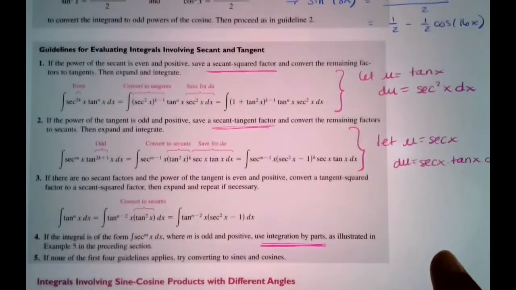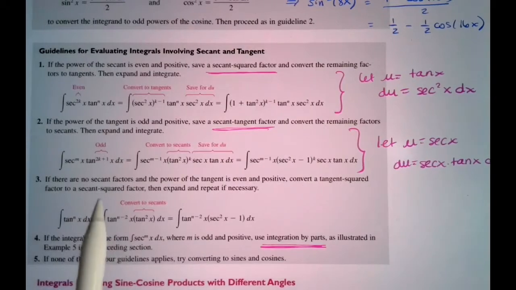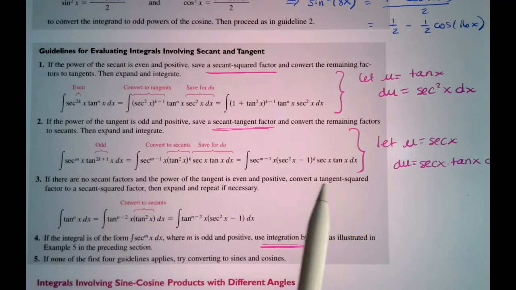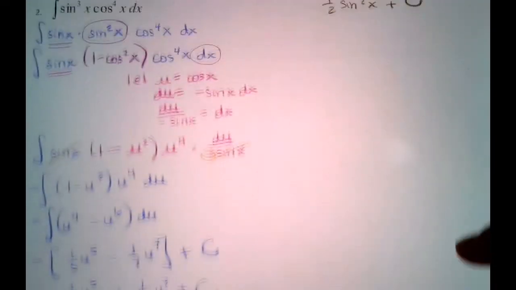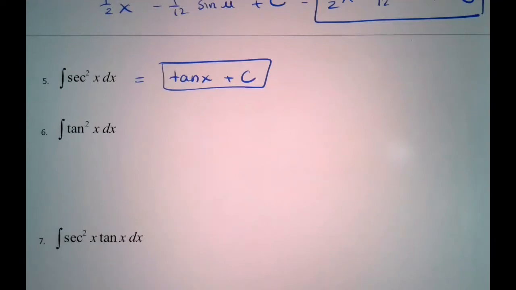And let's go up here. If there are no secant factors, and the power of tangent is even and positive, convert a tangent squared factor to a secant squared factor. Okay, I can do that. Let me fly back down. They're really just telling you to use those quotient identities. Be efficient and use those quotient identities.